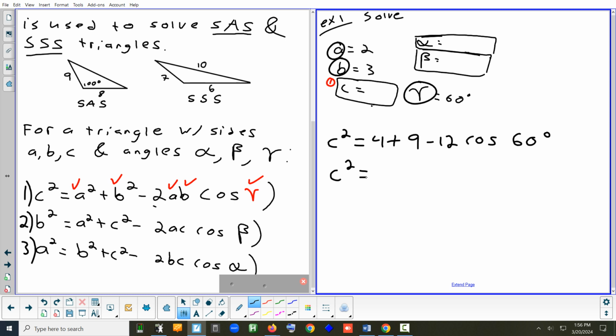Okay. What can we do next on the right-hand side? We can combine like terms. What are my like terms? 4 and 9. Yes, just the 4 and the 9. 4 plus 9 gives me 13. Now you can't do 13 minus 12 because you have multiplication right here. You need to do multiplication before subtraction.